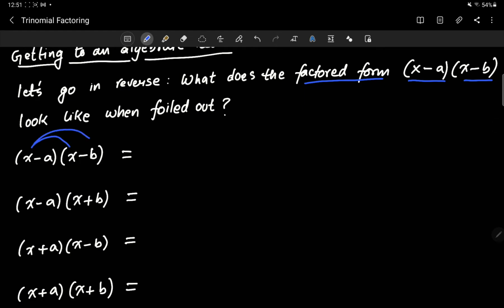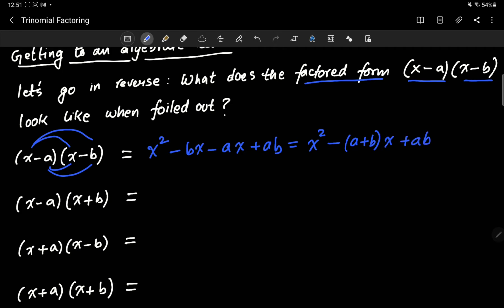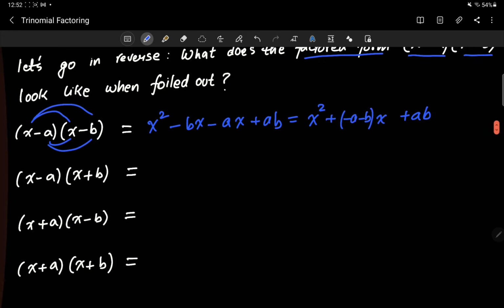Remember, FOILing out means you do four of these multiplications. X times x is x squared. Then I get minus bx minus ax plus ab, which I can write as x squared minus (a plus b)x plus ab. Let me actually write the middle part as plus (negative a minus b)x plus ab.